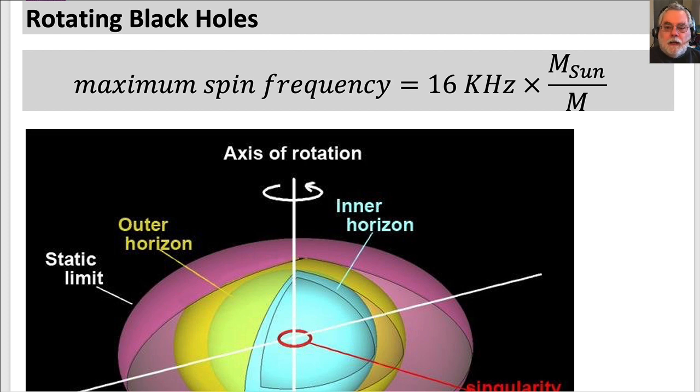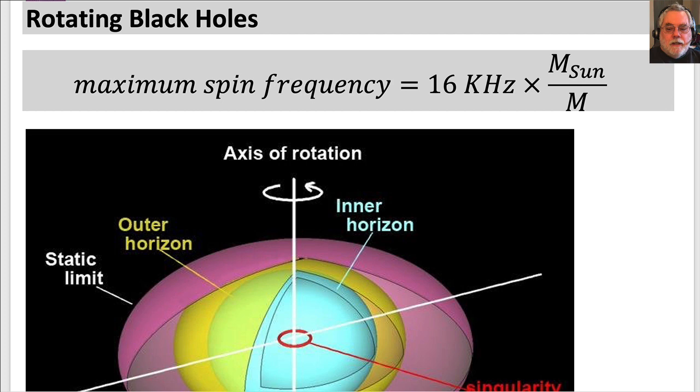A rotating black hole's event horizon has a maximum rotation frequency such that the event horizon equator's tangential speed would be the speed of light. This rotation frequency is inversely proportional to its mass. For a 10 solar mass black hole, the maximum rotation frequency would be 1.6 kilohertz.